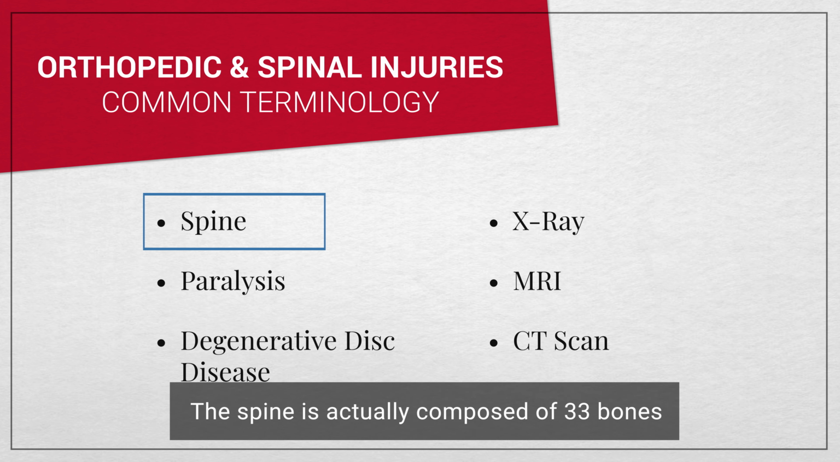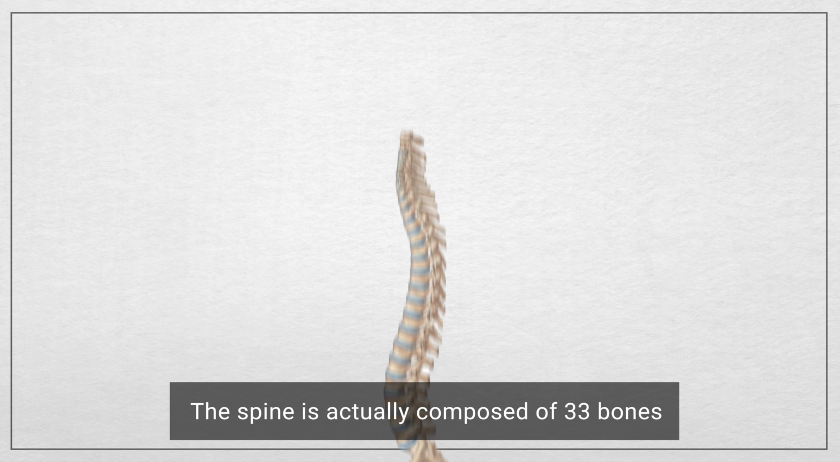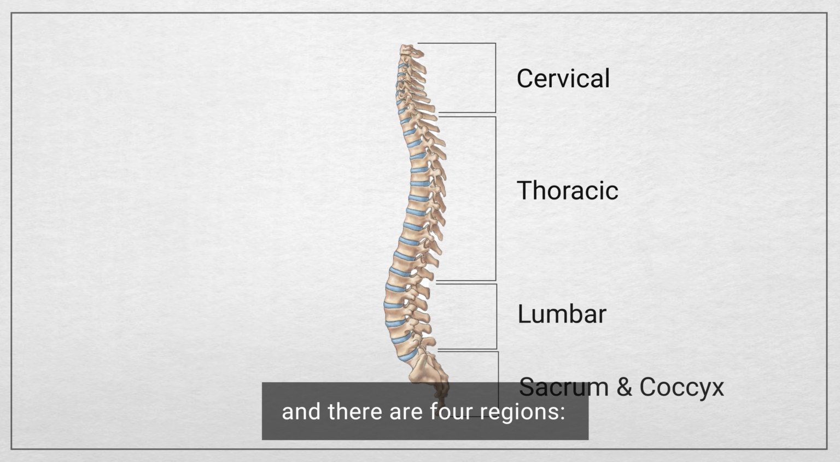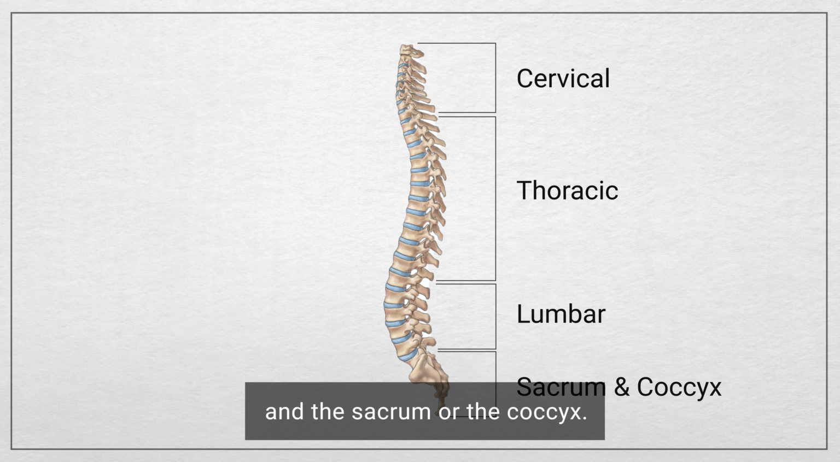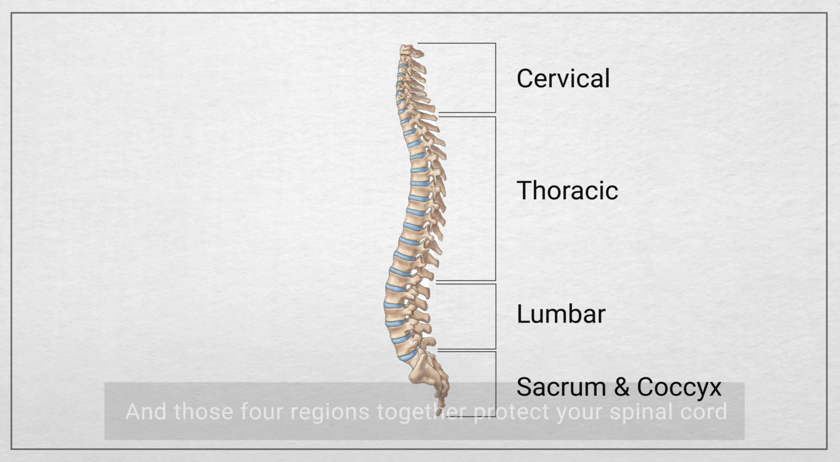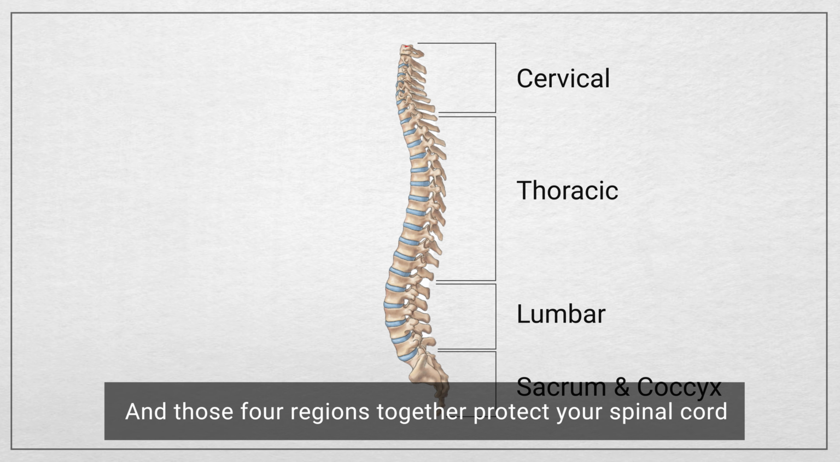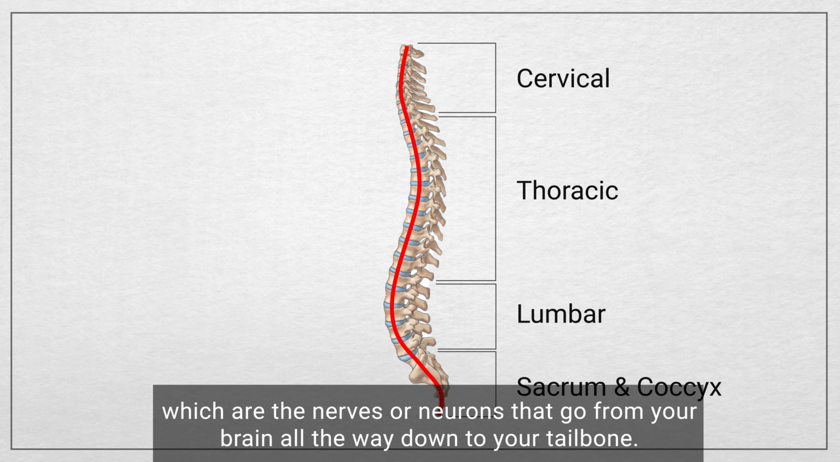Spine. The spine is actually composed of 33 bones, and there are 4 regions: the cervical, the thoracic, the lumbar, and then the sacrum or the coccyx. And those 4 regions together protect your spinal cord, which are the nerves or neurons that go from the brain all the way down to your tailbone.